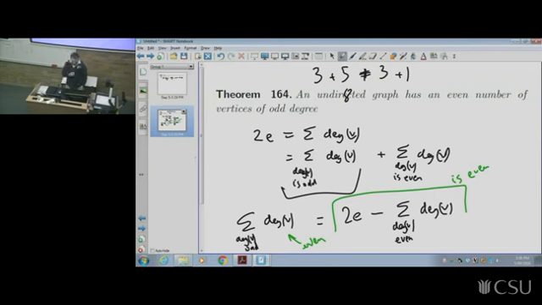So therefore, if we know that this sum of odd numbers is even, the only way of achieving that is if there was an even number of them. If there was an odd number, it just wouldn't work. It has to be an even number of them. So that implies the number of vertices with odd degree must be even, essentially.